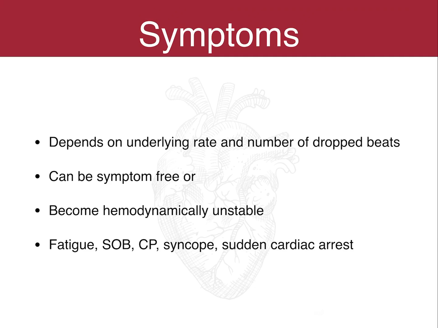All right, so the symptoms of second degree AV block type 2 are really going to be dependent upon the underlying ventricular rate and the number of dropped QRS complexes. So if the rate is very slow and the number of dropped QRS complexes is high, the patient may have fairly significant symptoms including fatigue, shortness of breath, chest pain, and even become hemodynamically unstable. And that could lead to syncope and even sudden cardiac arrest. Now, if the underlying rate is quick and the number of dropped beats is very few, the patient might not have any symptoms at all.